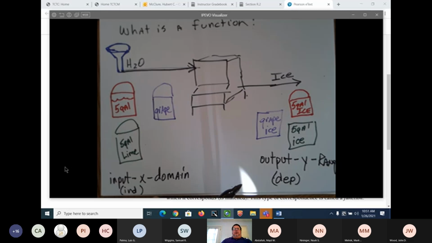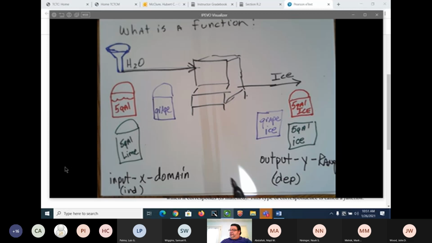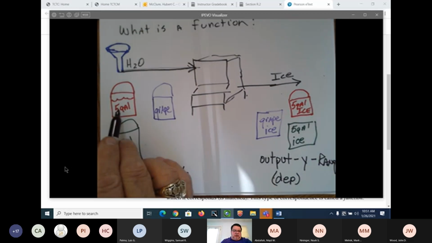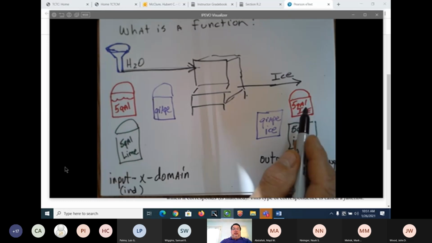Will I ever get out more than 5 gallons of cherry ice, or more than 5 gallons of lime ice, or more than 5 gallons of grape ice? Yes or no? No. Your range can never exceed your domain. If you put in 5 gallons of cherry Kool-Aid, you're going to get 5 gallons or less of cherry ice. You're not going to get 6 gallons.